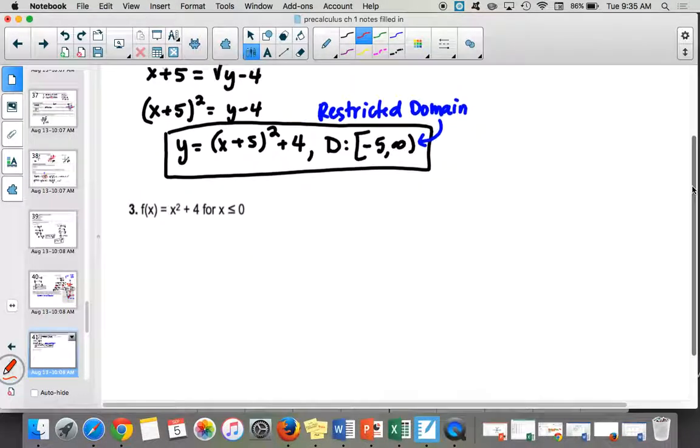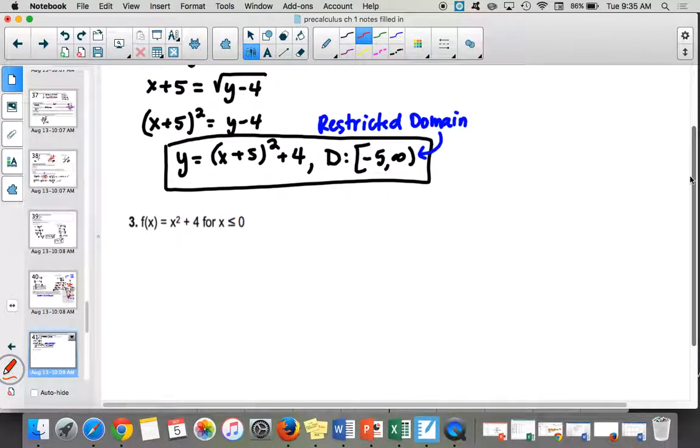Okay, so number 3. Same idea, but now I have an x squared. So is the restricted domain always going to be the original range? Yep. All right, so this one is a little bit different.